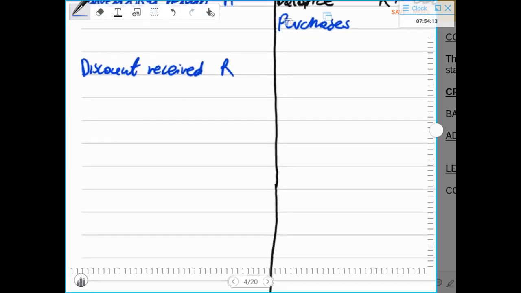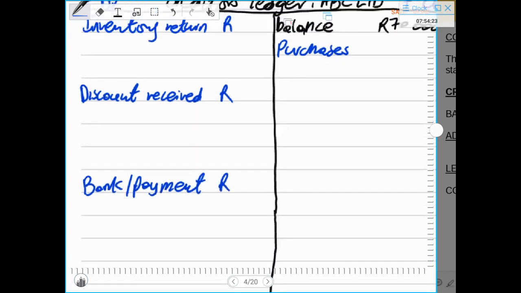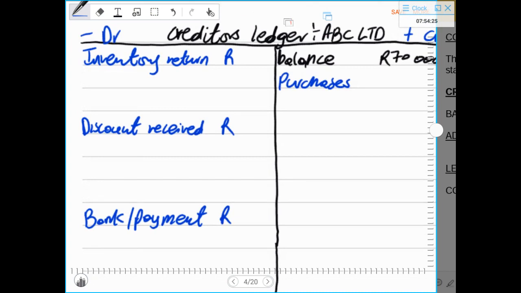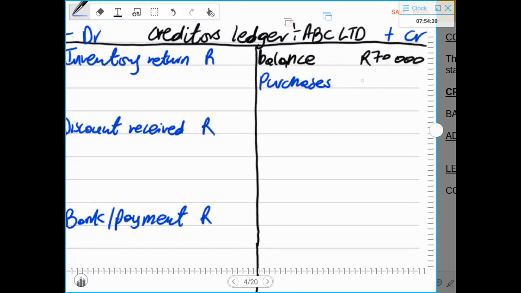Then after, if we are making a payment to our creditor, which will be in the form of bank, or let me say payment, we are paying our creditor. So now that will also reduce our creditor on the debit side. So now these are the only 4 items that will affect our creditors ledger.